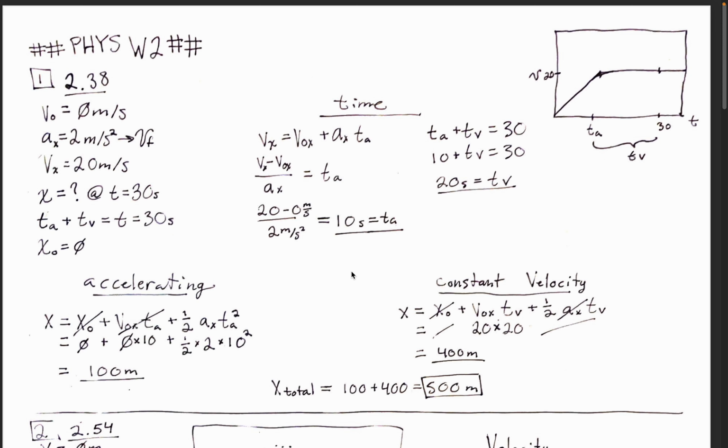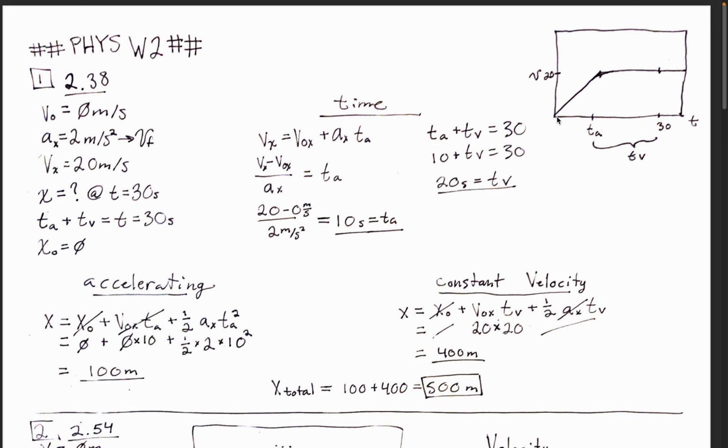We'll start with problem 38 from chapter 2. And the problem says, a car sitting at a red light begins to accelerate at 2 meters per second squared when the light turns green. It continues with this acceleration until it reaches a speed of 20 meters per second. It then travels at this speed for another few minutes. How far does the car travel in the first 30 seconds after the light turns green?